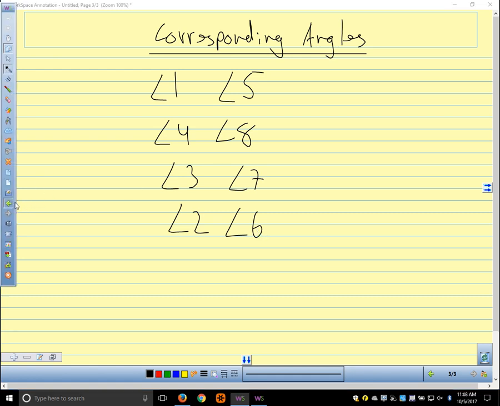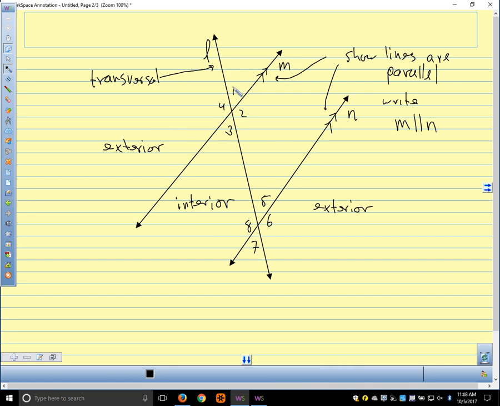So let's look at those. Angle 1 and 5, angle 2 and 6, 4 and 8, 3 and 7. So just based on their appearance, let's just pick one. Let's look at 1 and 5. How would you guess their sizes compare?